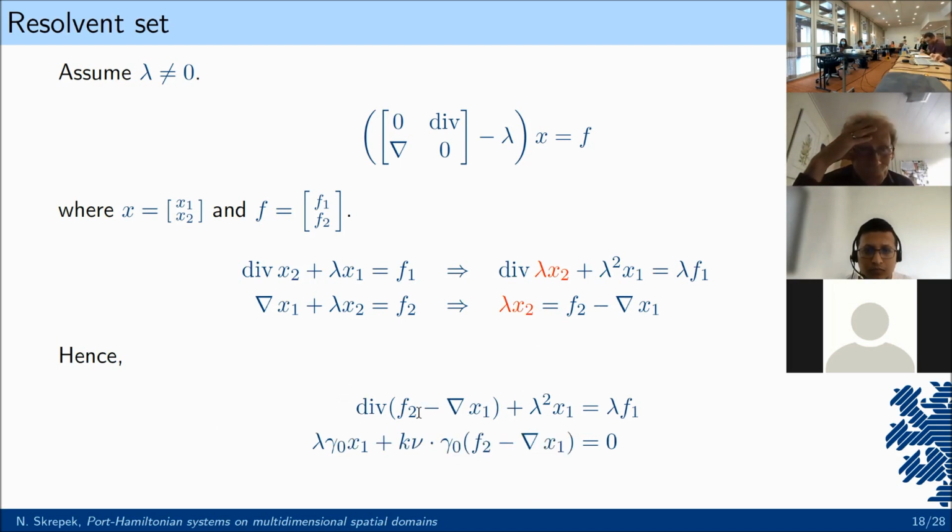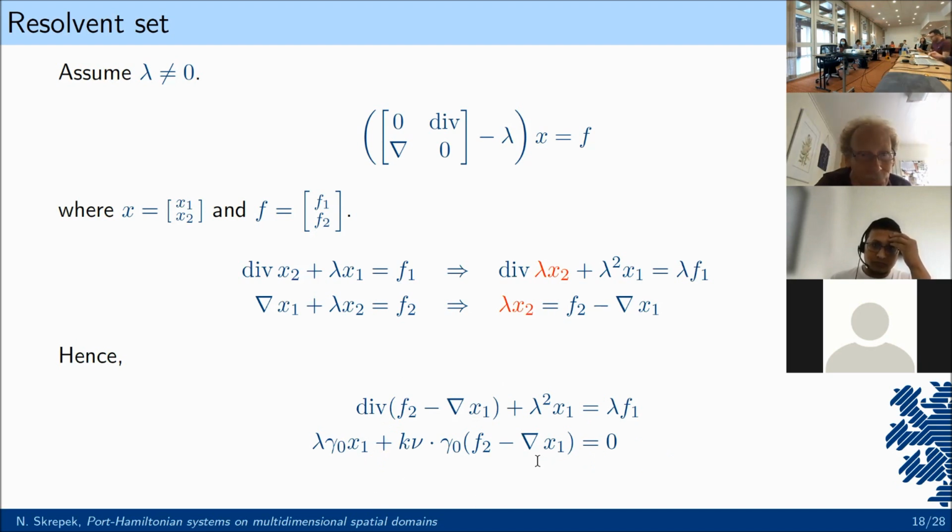Okay, with some technical tricks, we can also remove L2 and F2 from this equation, such that here we really have the Laplacian, and here we have a Robin boundary condition. So this is a Helmholtz equation with Robin boundary conditions.